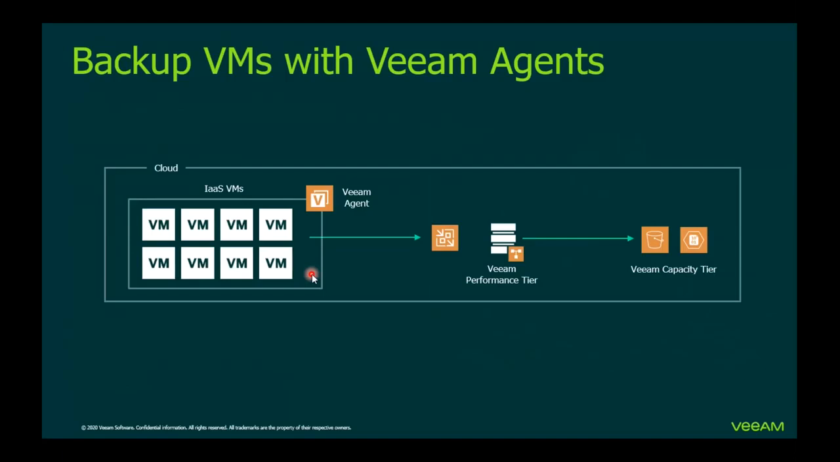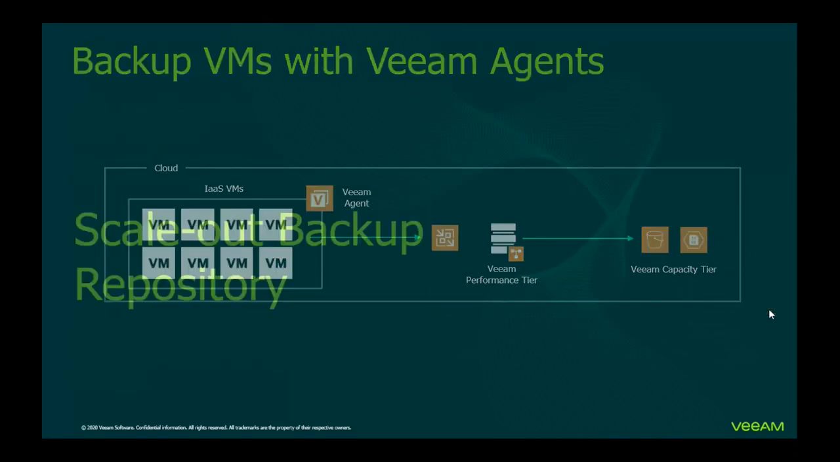So, for example, if you are having VMs running on a cloud environment, we can install an agent in each VM and take a backup on a Veeam centralized backup repository, and can keep a backup copy on Veeam capacity tier. Veeam capacity tier is a place wherein we are storing your data. That capacity tier can be either Azure Blob or AWS S3.